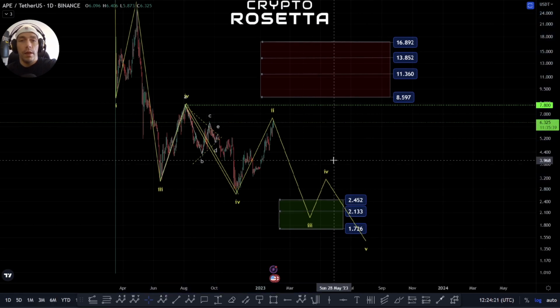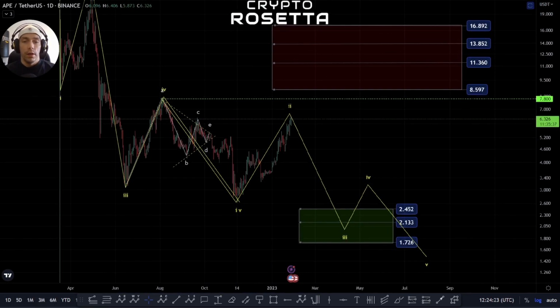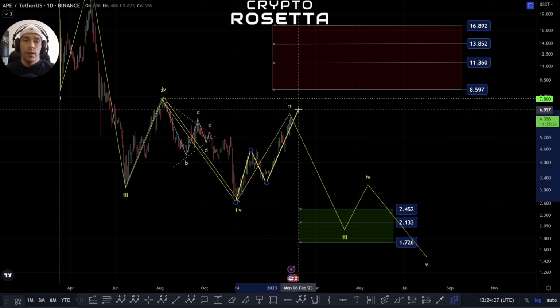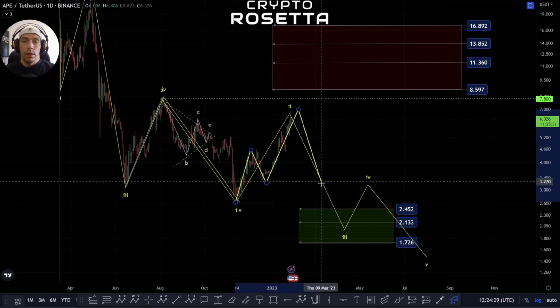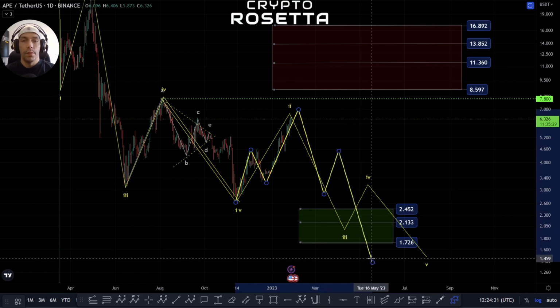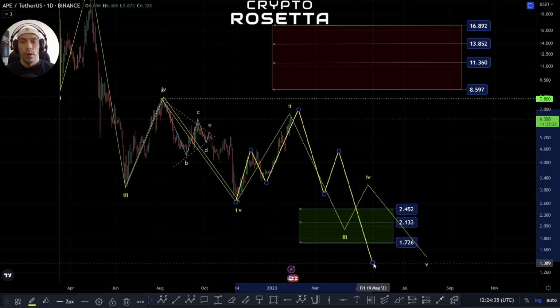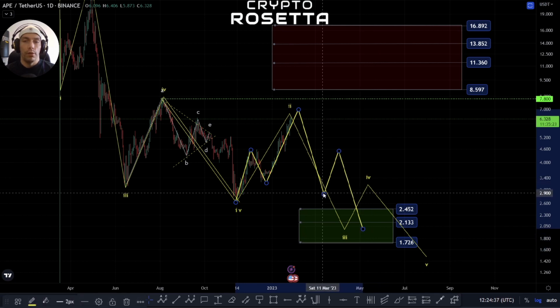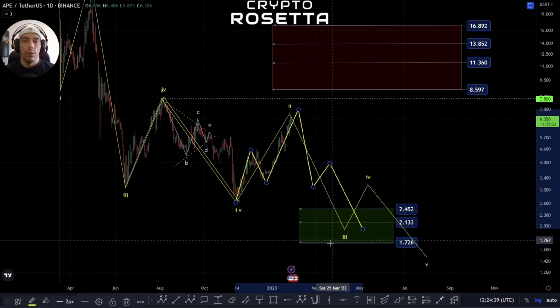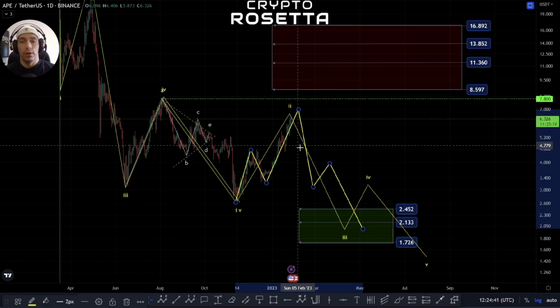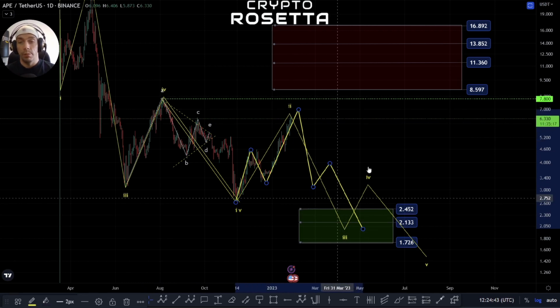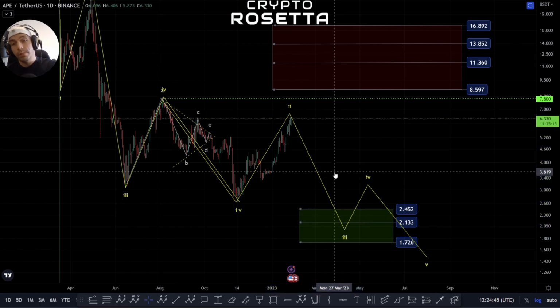Either we are going to form this as just an ABC move to the upside, and then this is going to start to break down again, and we'd be expecting to see a 3-wave structure down, looking to take this low, effectively forming a wave 3 as a 3-wave move. So this is something that's still on the cards until we cross this high point. We need to be aware of that.